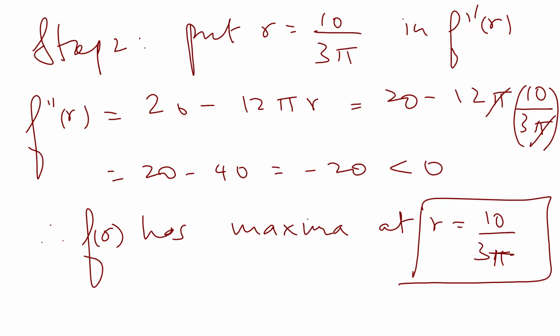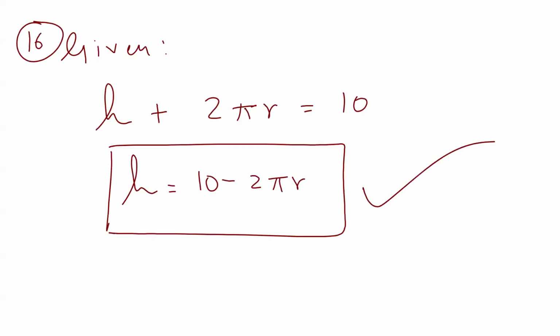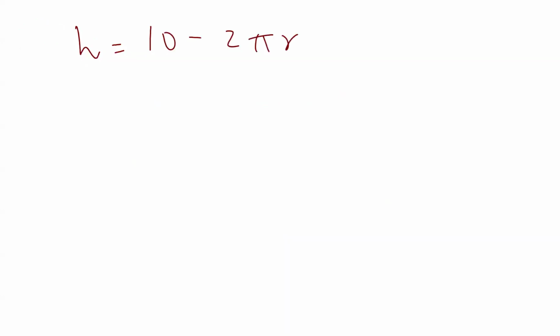Yes, sir. Done. So h is equal to 10 minus 2 pi r. We have already calculated the value of h over here right at the beginning, 10 minus 2 pi r. Okay, so that is the value of h.